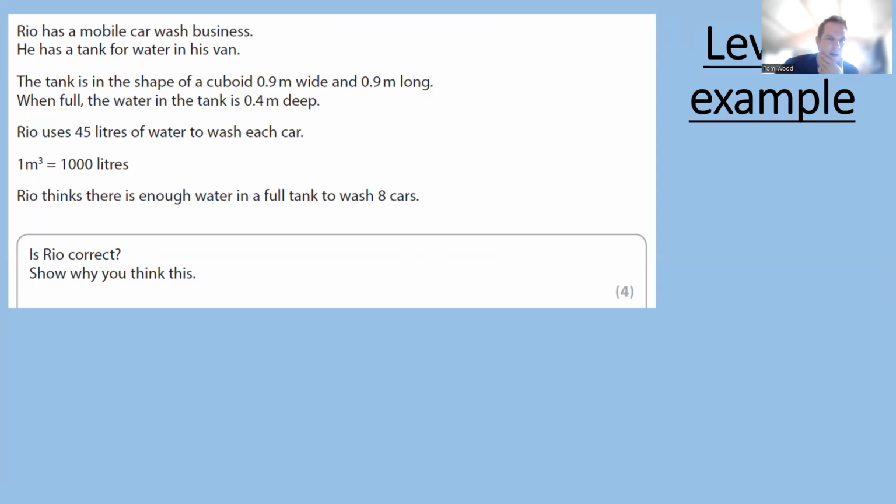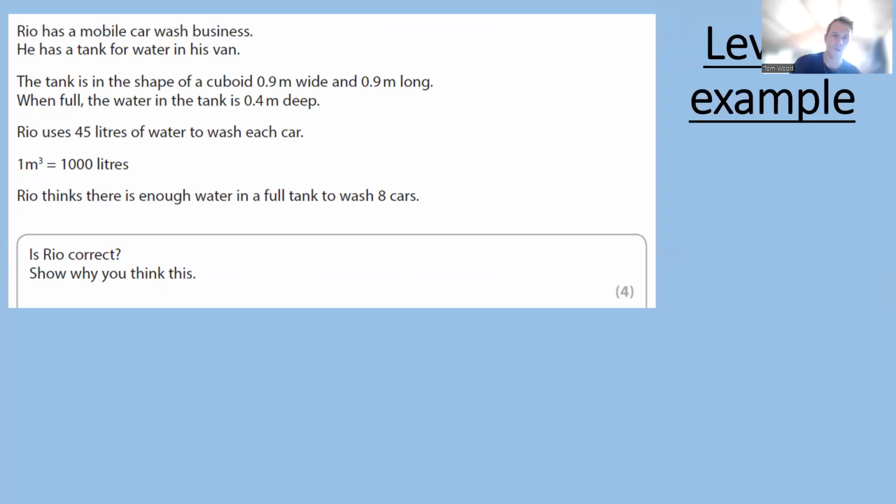So Rio has a mobile car wash business and he has a tank of water in his van. The tank is in the shape of a cuboid, so I know that is a 3-dimensional rectangle, 0.9 by 0.9, and when the water is full, it is 0.4 deep. So again, what I would recommend for this type of question, if it's tricky, draw a picky. Just draw a little sketch of this, okay?